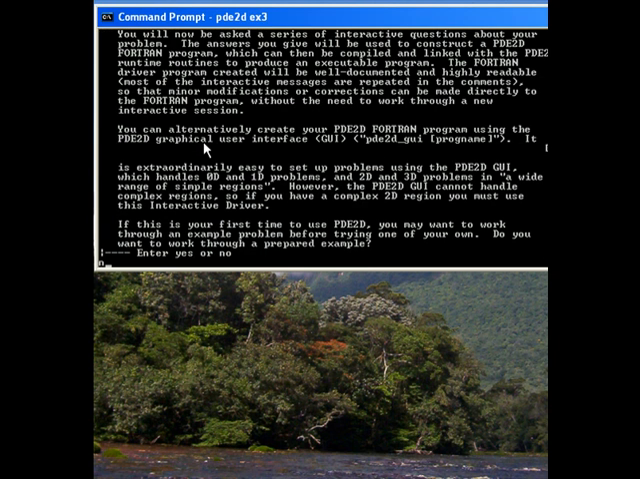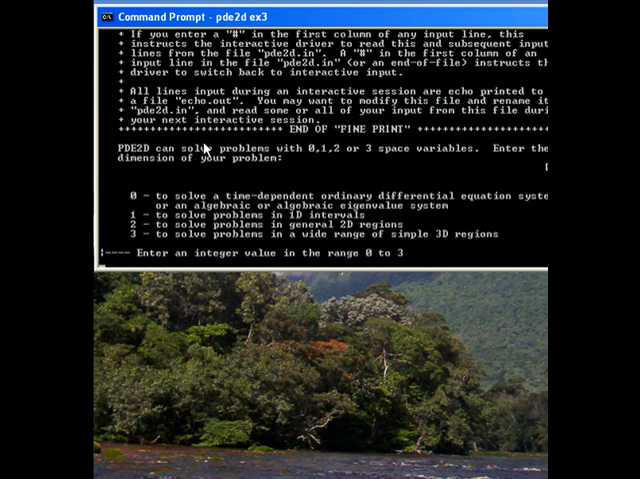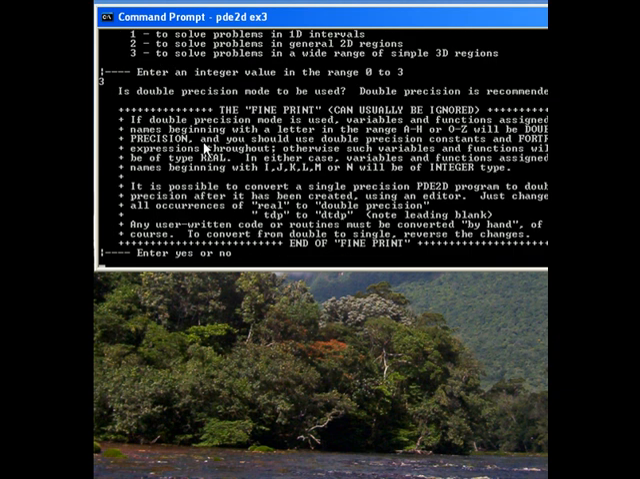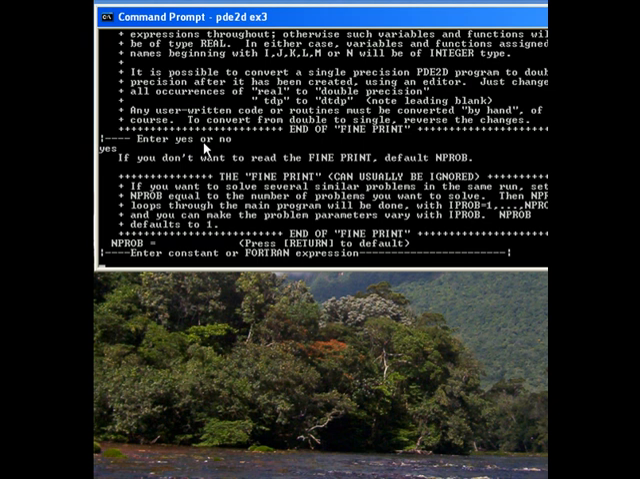I don't want to do a prepared example. 3-dimensional problem. It won't ask you whether you want Galerkin or collocation. You don't have any choice. It has to be collocation. Double precision.